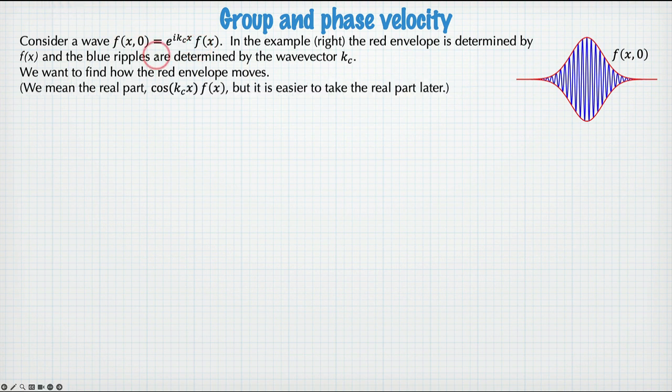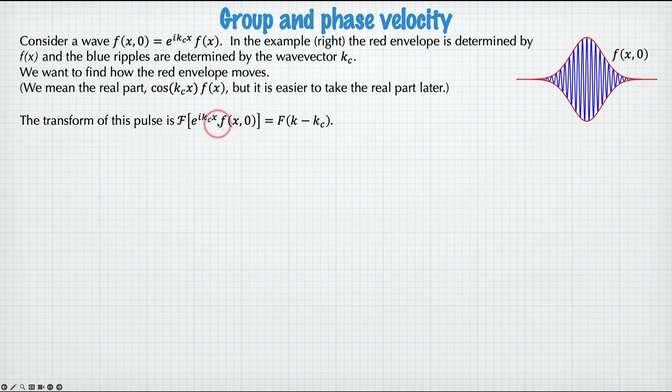Now, I've written this function of x here as a complex exponential times f of x. Of course, by this we just mean the real part, so cosine times f of x, but it's easier to take the real part later and just use the complex exponential notation for now for the purposes of the calculation. So let's take the Fourier transform of this pulse. Let's take the Fourier transform of all of this.